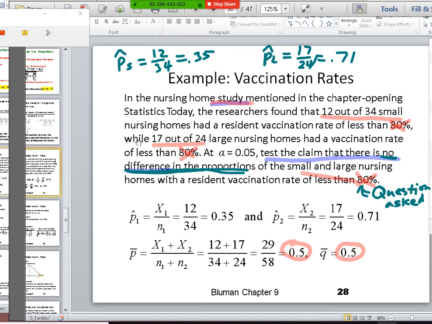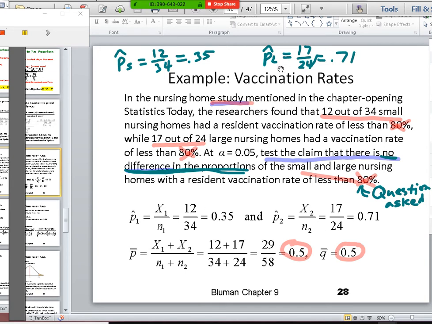My p-hat for the larges had 17 out of 24 who said they had a vaccination rate of less than 80%. So that's not very good. 17 out of 24, so that's 71% of them had low vaccination rates, whereas only 35% of the small ones had low vaccination rates. So that's our p-hat 1 and our p-hat 2. You should be writing those down, right? That's how you find them.